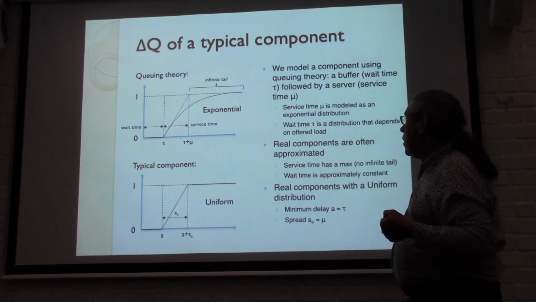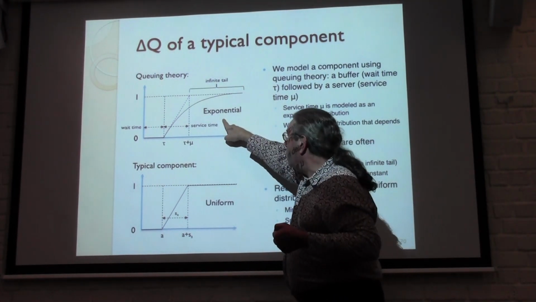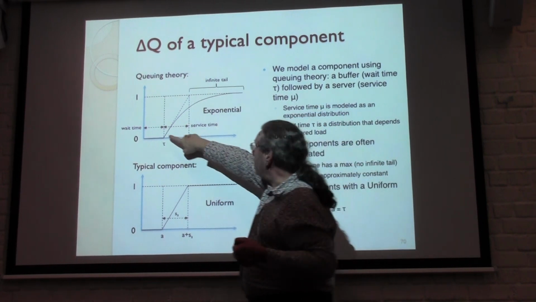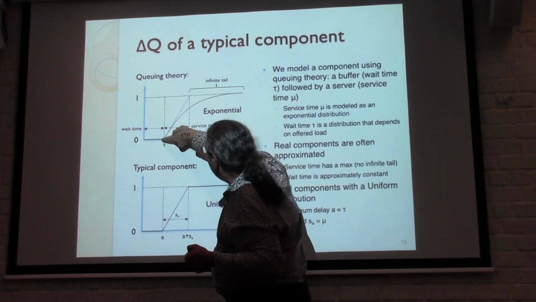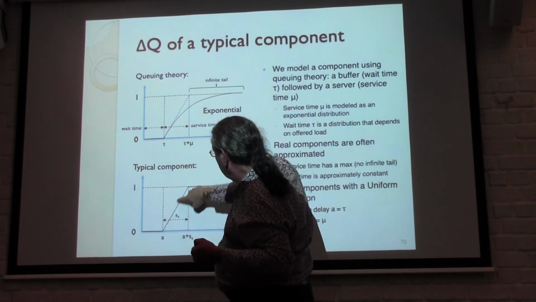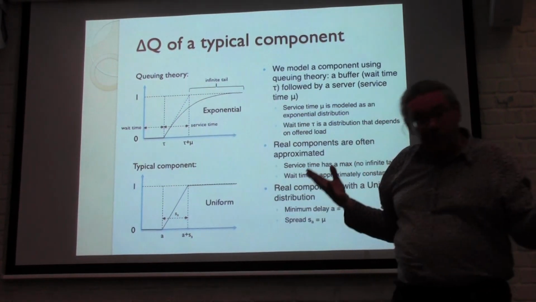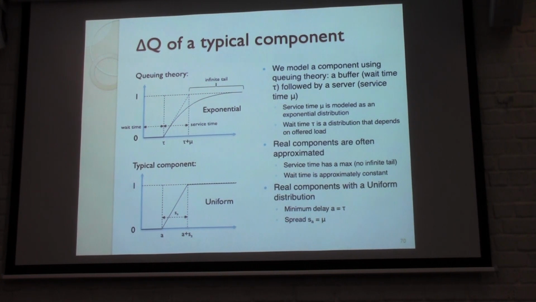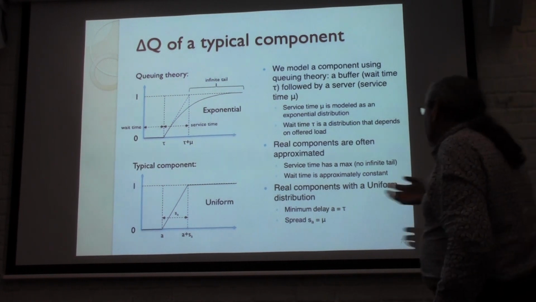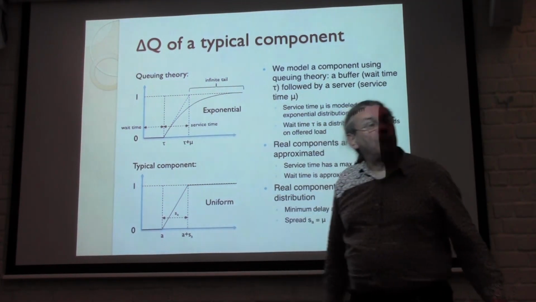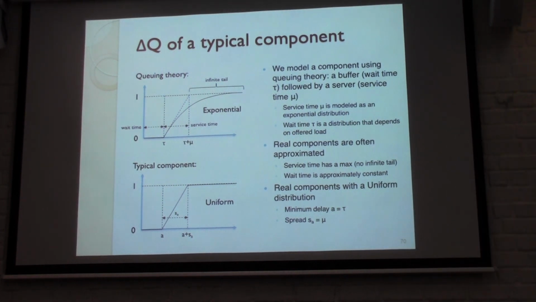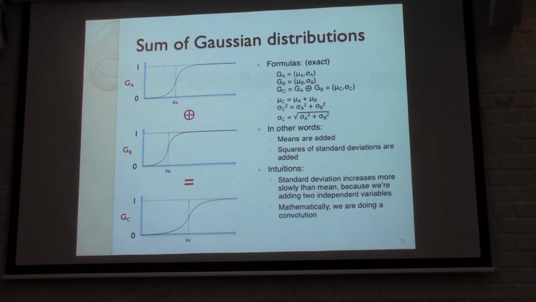Okay, so you can actually model this with a uniform. You take this graph and you take the asymptote here, and this is an approximation of the exponential. It works pretty well, okay? So a typical component, you could model it using a uniform, and it's okay for many cases. A good approximation, okay?